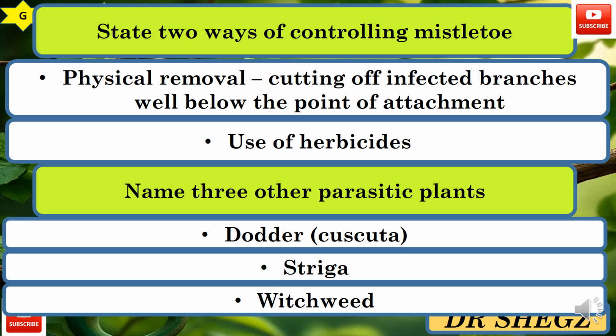Three other parasitic plants we know: you have your dodder plants, you have your striga, you have your witchweed, you have broomrape, and the other ones. So all of them are parasitic plants.